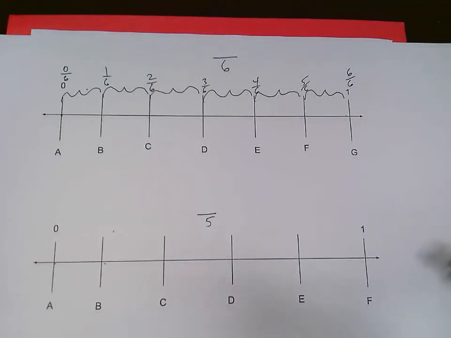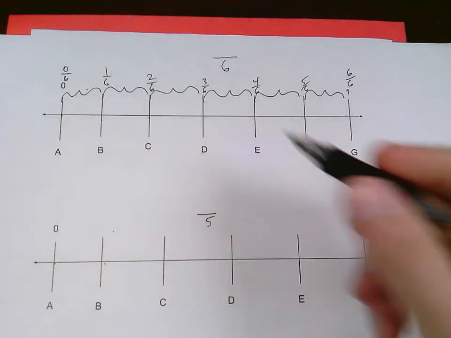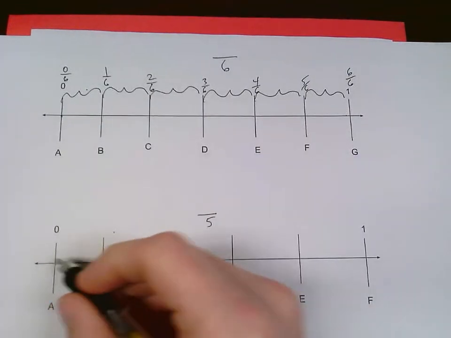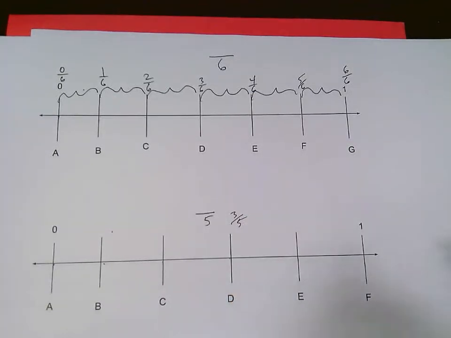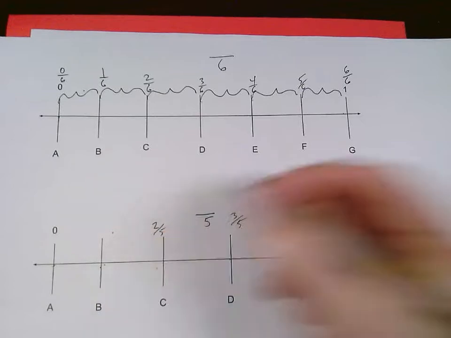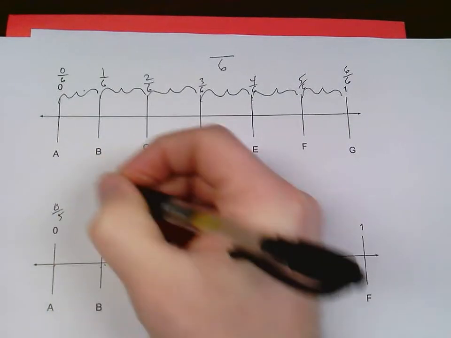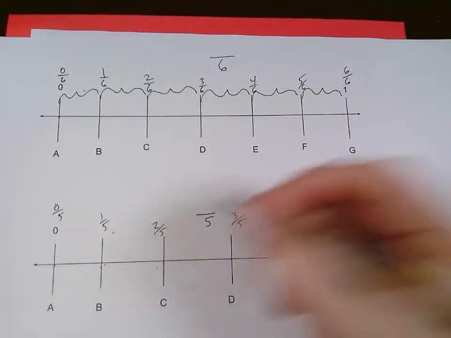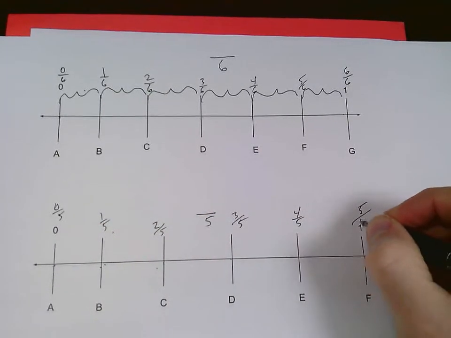Now, to figure out the numerators, if I wanted D, I could do 1, 2, 3. That's 3/5. If I want C, 1, 2, that's 2/5. Or I can go right through and just mark every single one. 0/5, 1/5, 2/5, 3/5, 4/5, and 5/5.